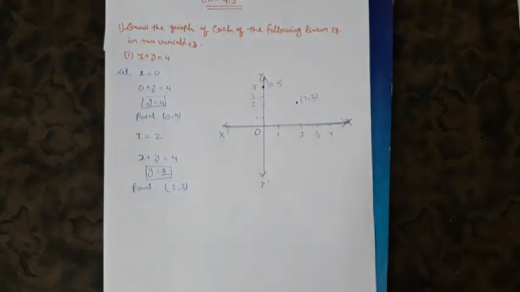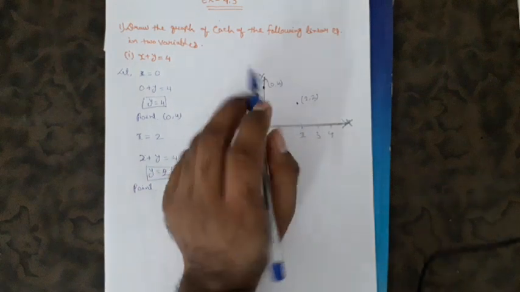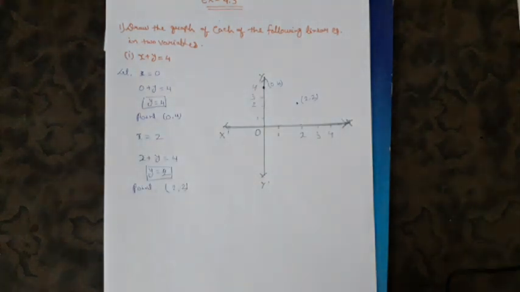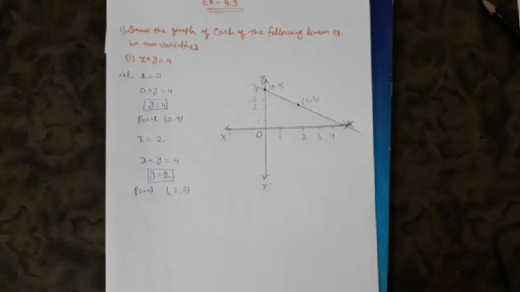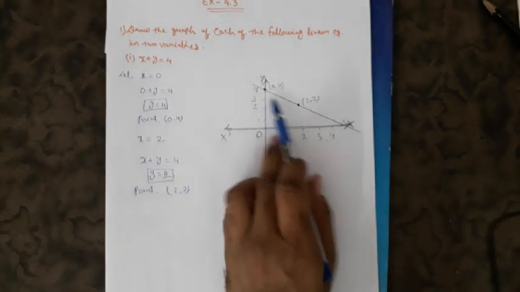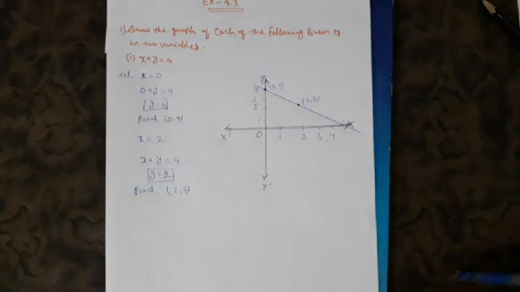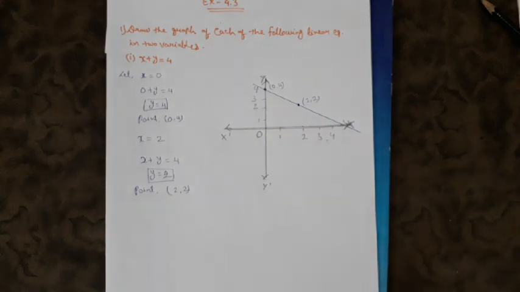Now what we have to do is join these two points and draw a linear line. So let us see. Here I have joined these two points, (0, 4) and (2, 2). So this was the linear graph, or we can say the graph of the linear equation. The remaining questions you have to solve, and also you can go through the PDF. If you find any difficulty or any doubt, you can ask me.